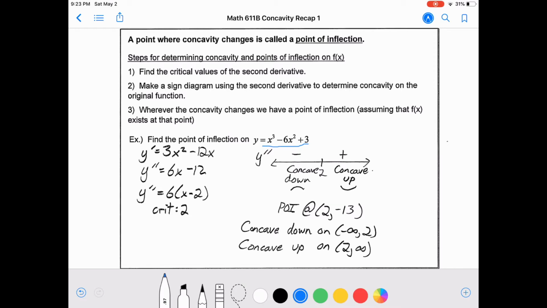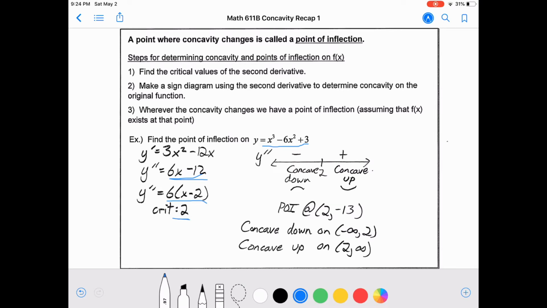can differentiate it. We get 3x squared minus 12x. We can differentiate again. There's our second derivative. That's what we really care about. I need to find the critical values on that second derivative. So I can either make y double prime 0 and actually solve the equation, or do a little bit of factorization, or maybe just by inspection be able to tell that the critical value is 2.